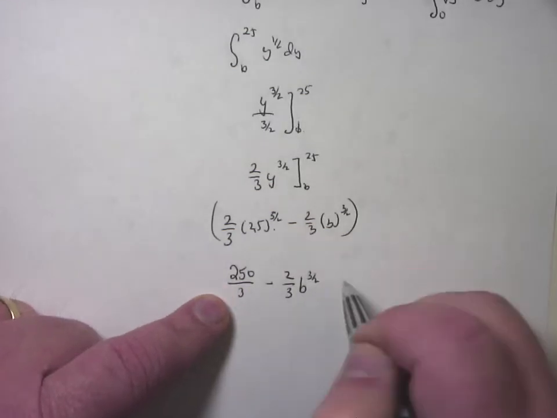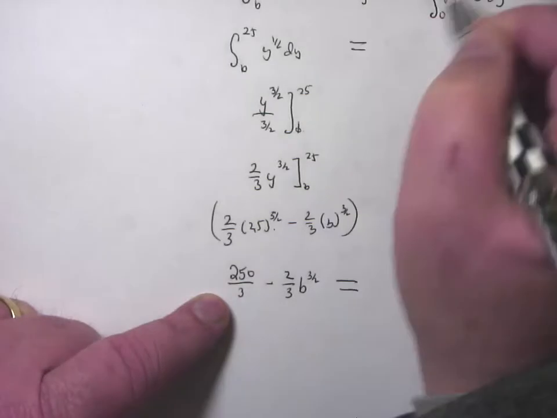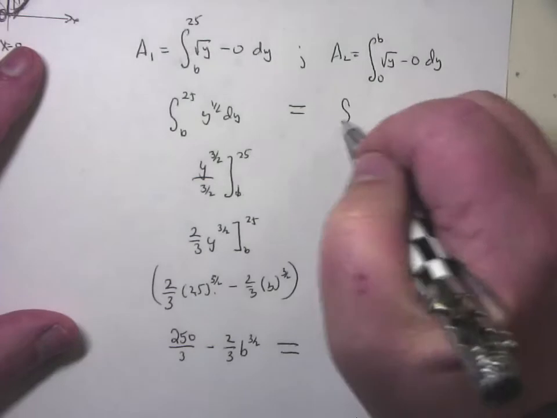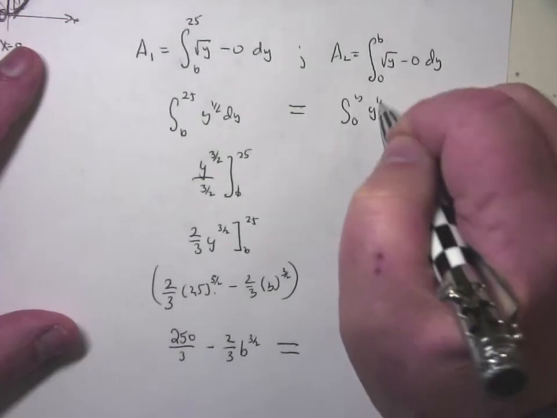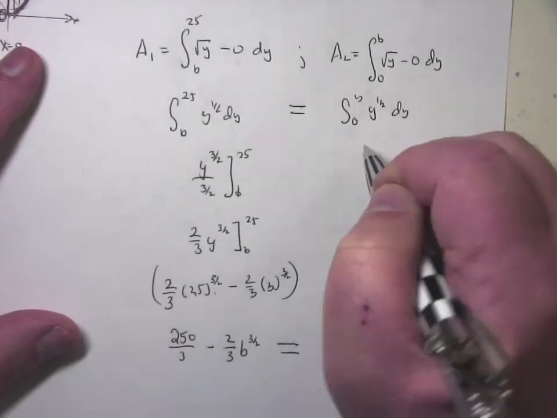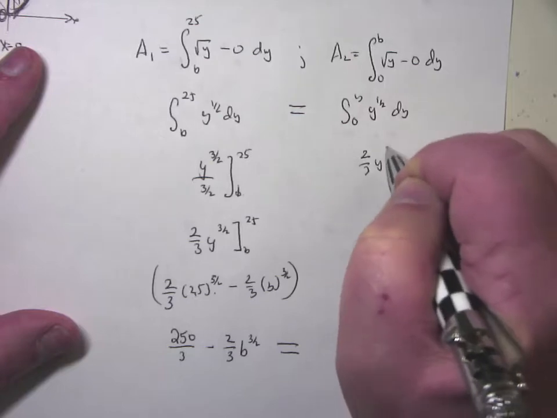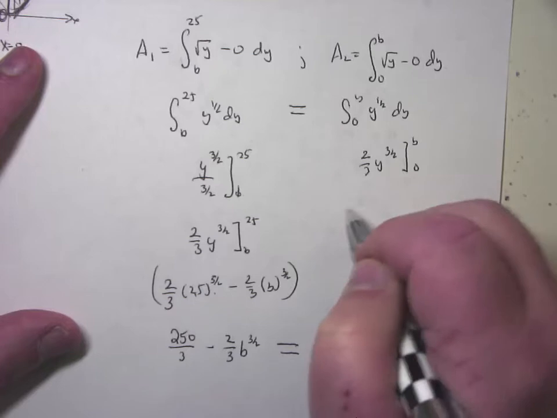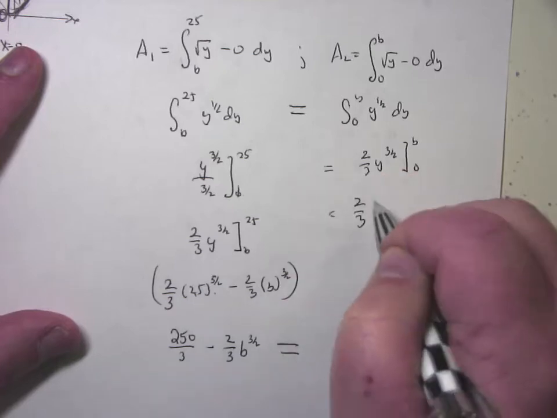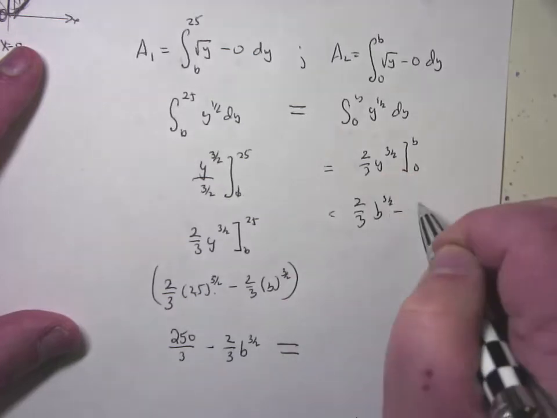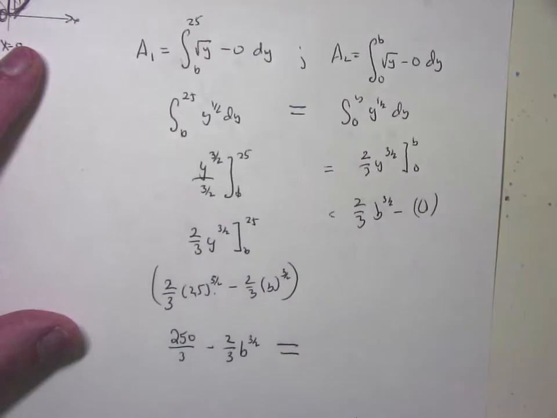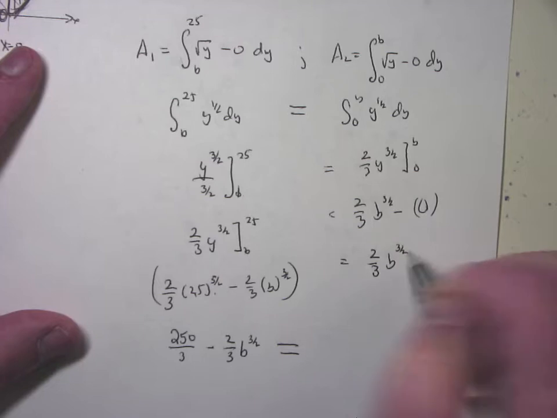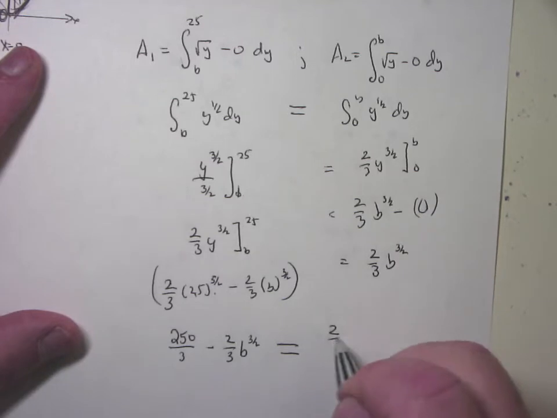But that's going to have to be equal to this area 2 up here. Area 2 is the integral from 0 to b of y to the 1/2 dy. This will be 2/3 y to the 3/2 evaluated from 0 to b. Plug in top minus plug in bottom. This will be 2/3 b to the 3/2 minus plug in 0. You pretty much get 0 there. So this is equal to 2/3 b to the 3/2.